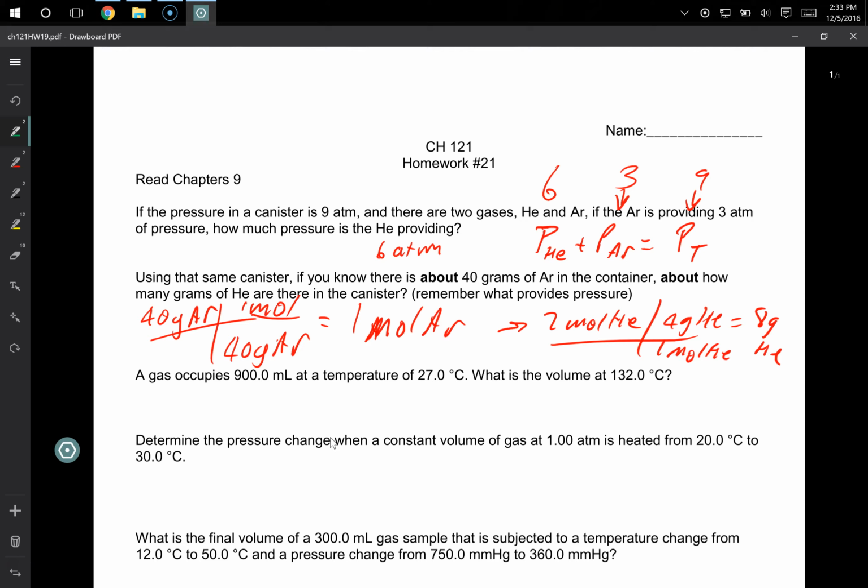Why is it not 80? Helium's a lot smaller, and it's not about the size of the particle, it's about how many particles there are. So you needed to figure out how many moles there were of each and compare the two.